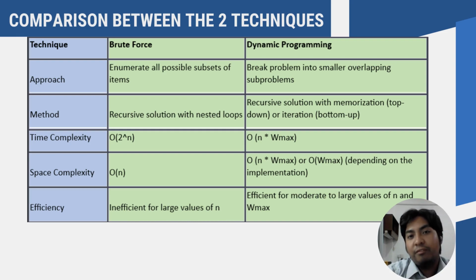For the time complexity, brute force is O(2^n), while dynamic programming is O(n × W max). For the space complexity, brute force is O(n), but dynamic programming is O(n × W max), or just O(W max). It depends on the implementation. For the efficiency, brute force is inefficient for large values of n, while dynamic programming is efficient for moderate to large values of n and W max.